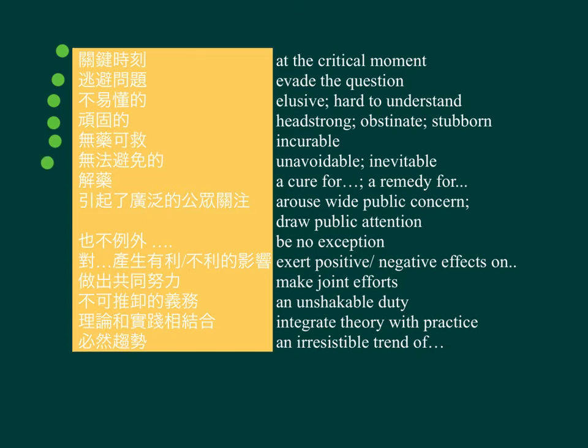無法避免的: unavoidable, inevitable. 解藥: a cure for, a remedy for. 引起了廣泛的公眾關注: arouse wide public concern, draw public attention. 也不例外: be no exception. 對產生有利或不有利的影響: exert positive or negative effect on. 做出共同努力: make joint efforts. 不可推卸的義務: an unshakable duty. 理論和實踐相結合: integrate theory with practice. 必然趨勢: an irresistible trend of.